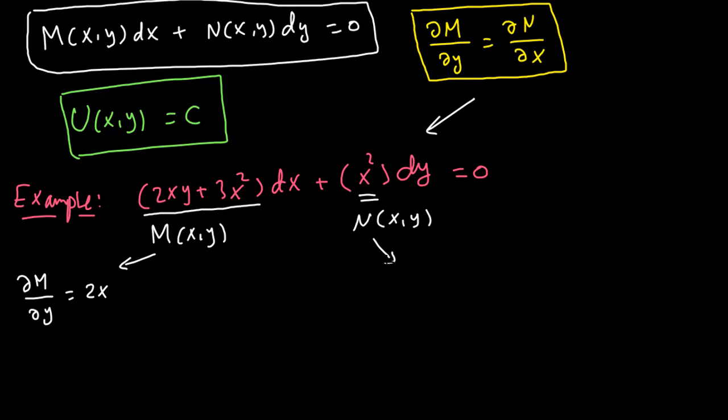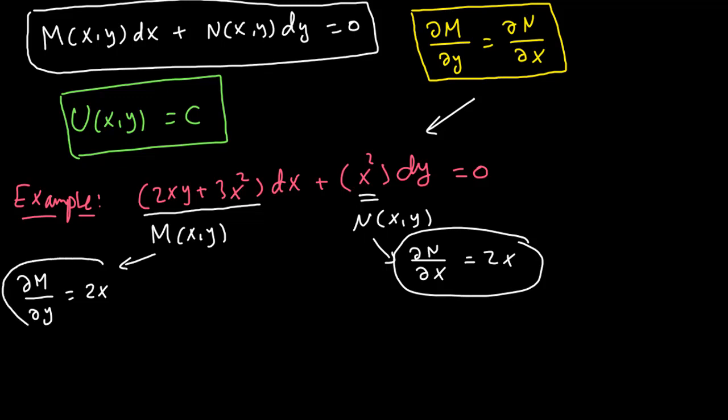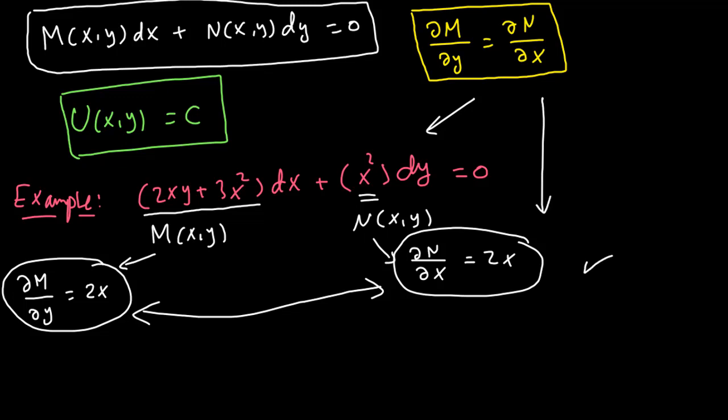And here we do the same for N. We look for partial N by partial x. So we differentiate with respect to x, assuming y is constant. Here we have only the term x squared. When we differentiate it with respect to x, we will have 2x. So if we look here, partial N by partial x equals 2x, and partial M by partial y equals 2x, and so these two terms are equal to each other. The property of exactness is satisfied, and so this differential equation that we have at hand is an exact differential equation.